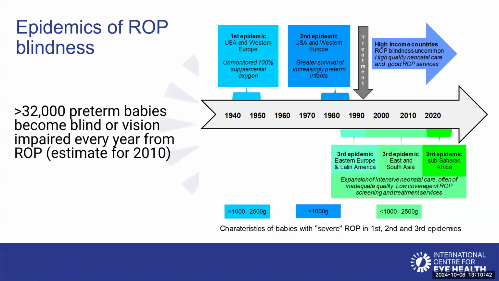Along the bottom, you see the birth weight of babies who are now most at risk of ROP in this third epidemic. It ranges from the very, very preterm up to really quite mature babies, up to 2,500 grams.